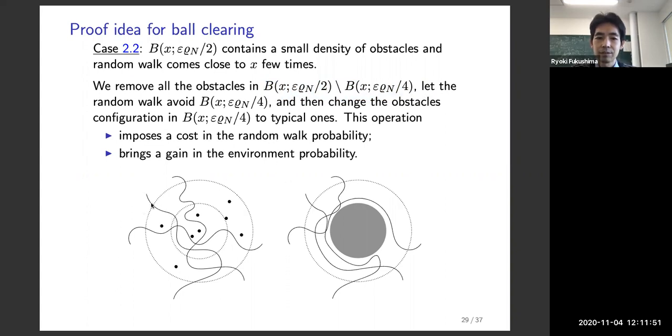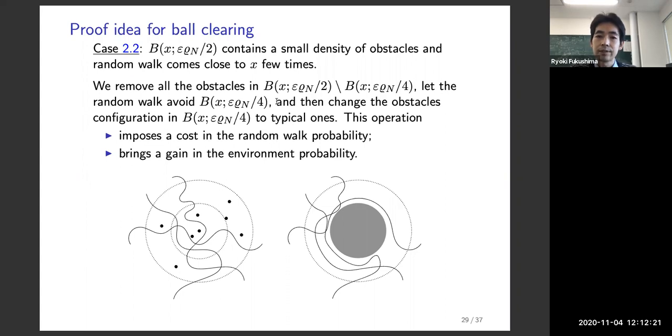Initially, the random walk comes inside this ball in this way and goes out, but we deform this path in such a way that it avoids this central ball, this gray ball. Now it looks absurd because we already lost something in the environment probability, and now we are losing further in the random walk probability because we are asking something extra of the random walk. So far we only lost something.